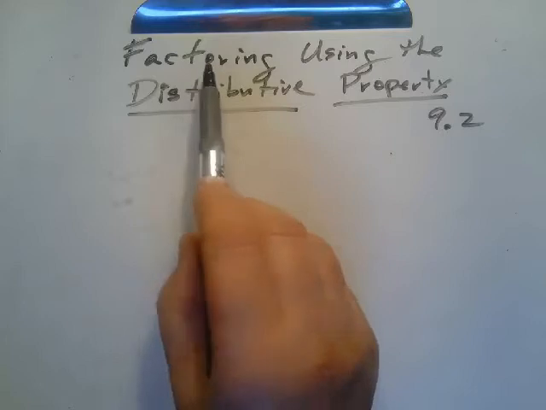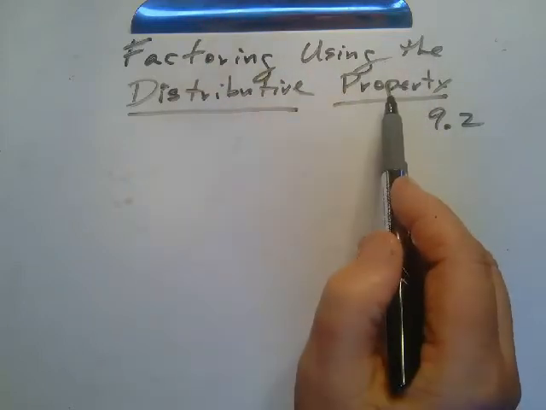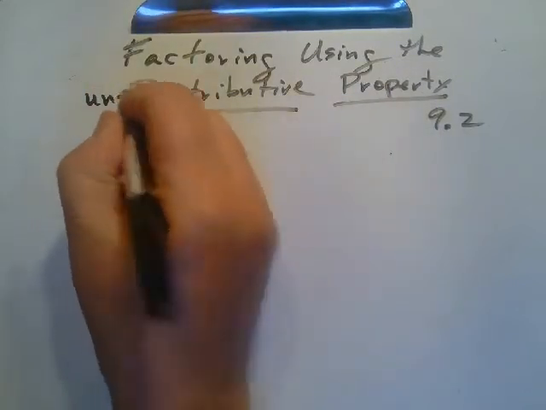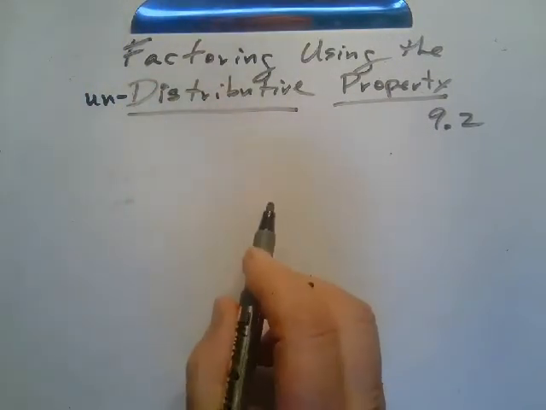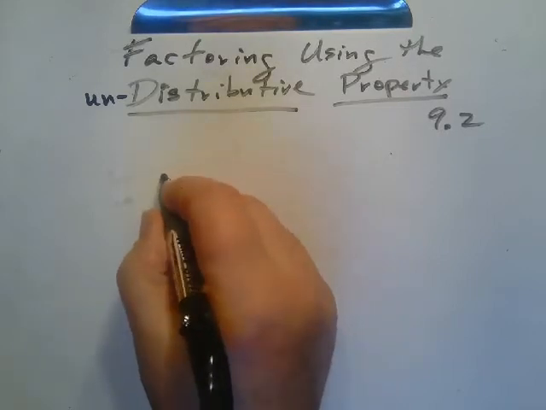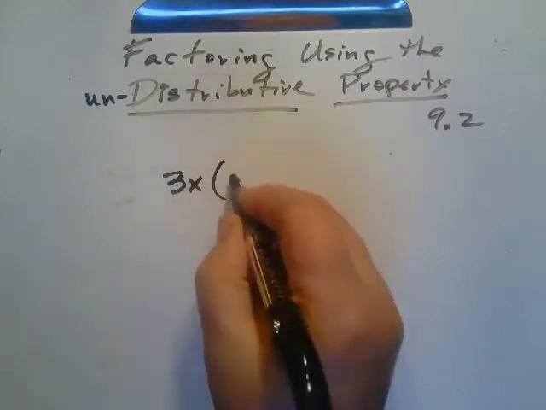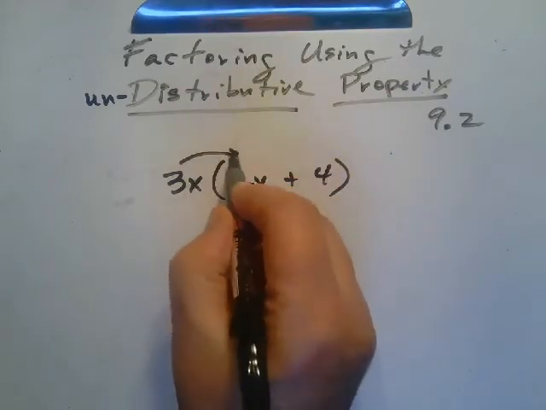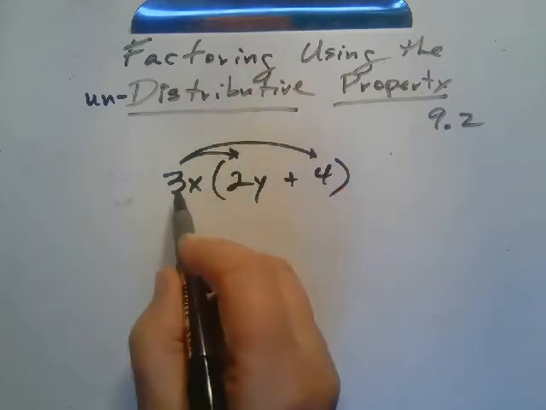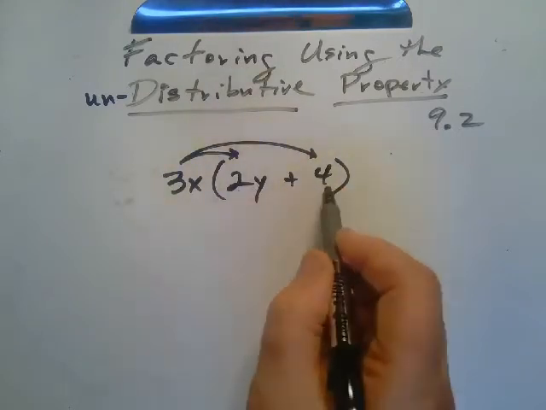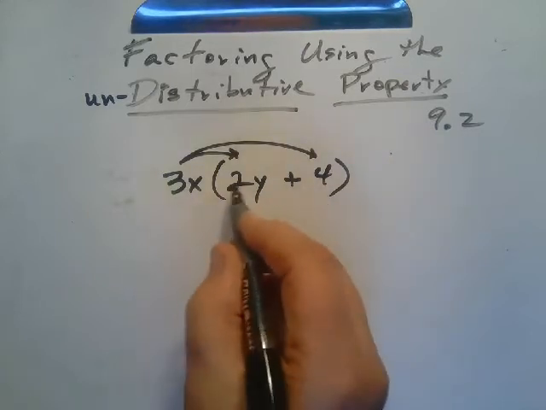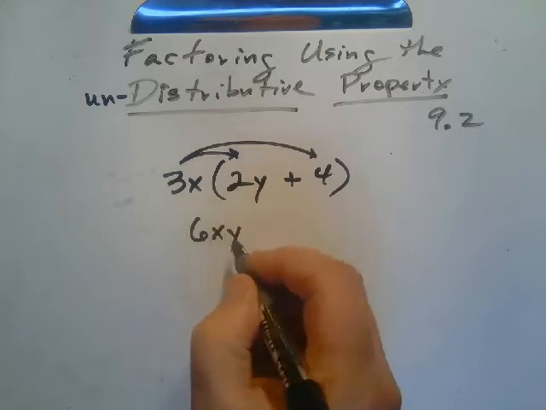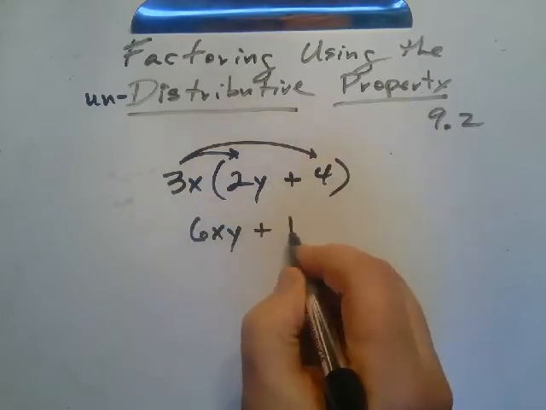This section is entitled Factoring Using the Distributive Property. And we are actually going to use what I might call the undistributive property because we're going to be going backwards here. So let's say, for example, I had 3x times 2y plus 4, and I asked you to distribute this. I would be multiplying 3x times each of these. So 3x times 2y, 3 times 2 is 6xy, and 3x times 4 is 12x.